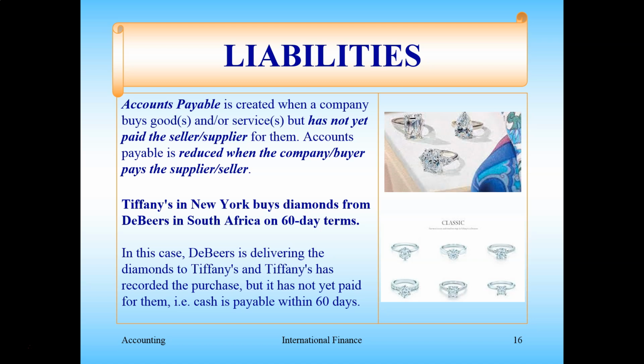Accounts payable is created when a company buys goods and or services but has not yet paid the seller or supplier for them. Accounts payable is reduced when the company or buyer pays the supplier or seller. Tiffany's in New York buys diamonds from De Beers in South Africa on 60-day terms. In this case, De Beers is delivering the diamonds to Tiffany's, and Tiffany's has recorded the purchase but has not yet paid for them. That is, cash is payable within 60 days.